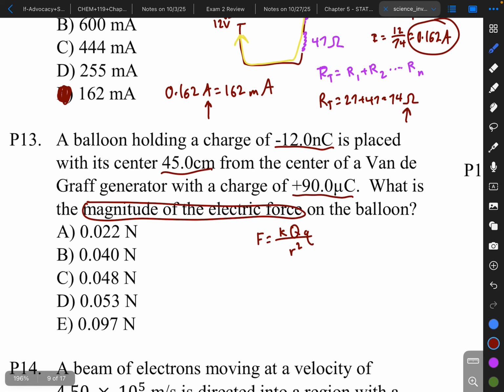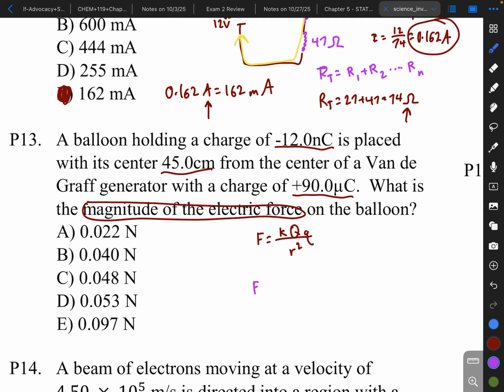Before that, I want to let you know what the signs mean. In this scenario, we don't care too much about the signs because it's only asking for the magnitude of the electric force. But a positive and a negative charge, since they have opposite signs, would attract. The force between the two charges would push them together. But we don't need to know that because it's only asking for magnitude, so we can ignore the signs for the math.